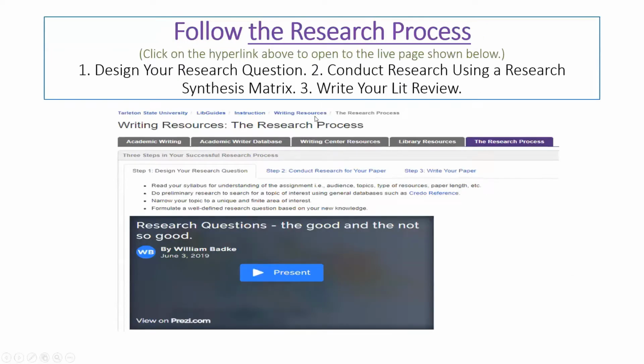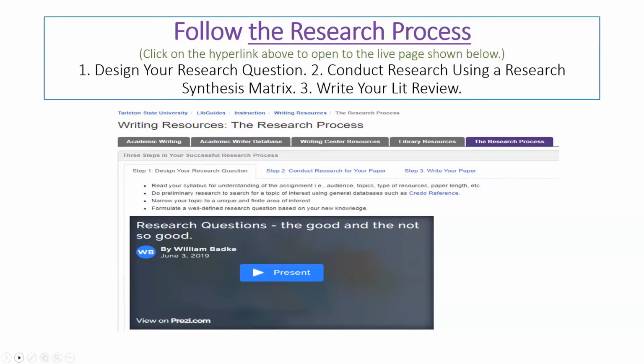So we have a subject guide called Writing Resources, and the last tab in Writing Resources is the research process. So here's the 3 steps to a research process. If you want to see this full information, click here and it will take you to the hyperlink. The hyperlink will take you to the live page, the Writing Resources page, and you can look through these 3 tabs, but I'm going to explain them in the light of what a literature review is. By the way, if any of you would like a copy of this PowerPoint, please just indicate that in the chat, and then Adam has your email and the PowerPoint can be sent to you, okay?